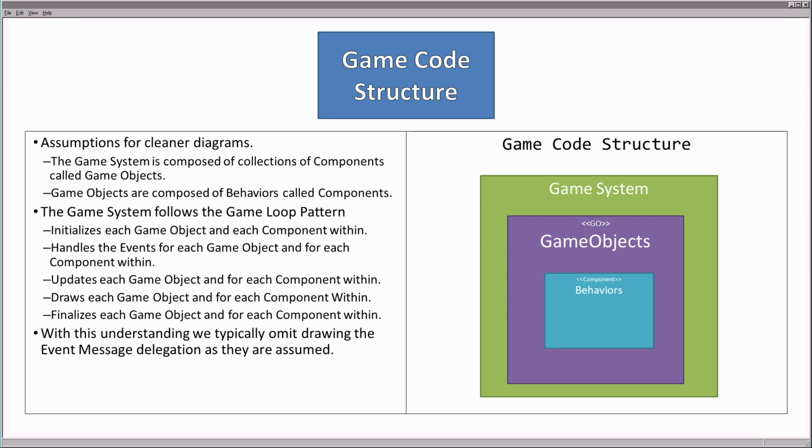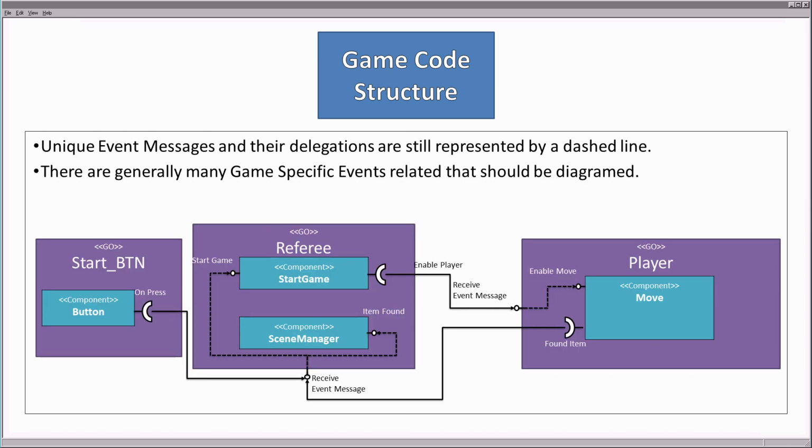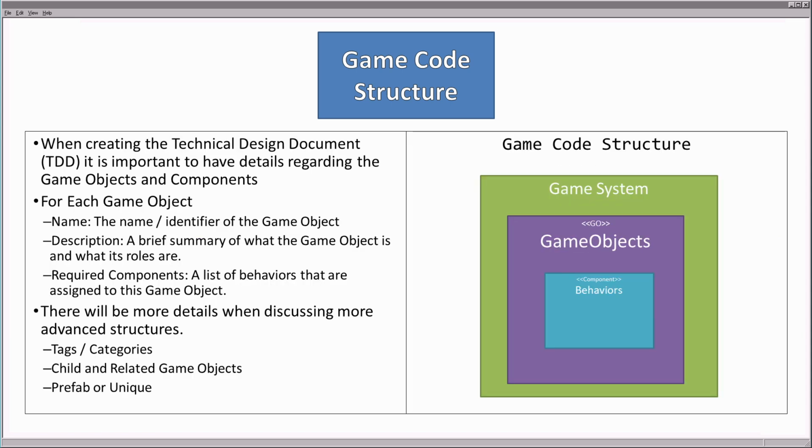With this understanding, we typically omit these event messages and delegations because they're always assumed. However, unique event messages and their delegations are still represented by that dashed line. These are generally many game-specific events that relate, and they should be diagrammed. When creating the technical design document, it is important to have details regarding the game object and components. For each game object, provide its name, a description, and the required components, which is just a list of behaviors that are assigned to the game object.